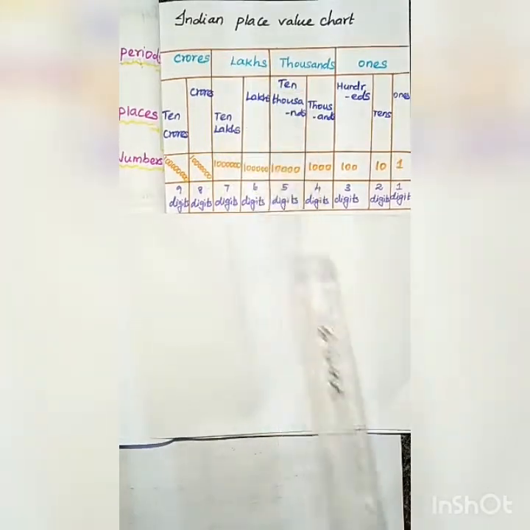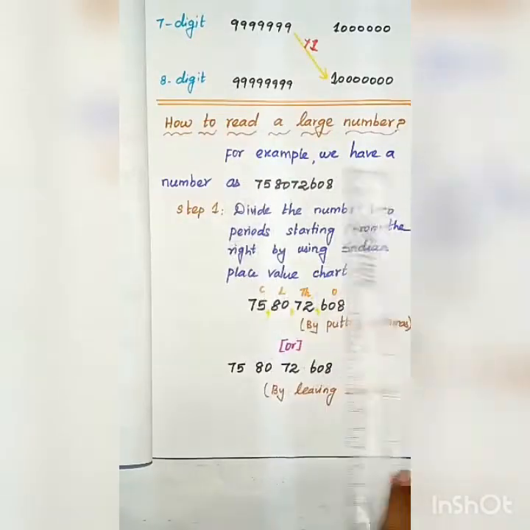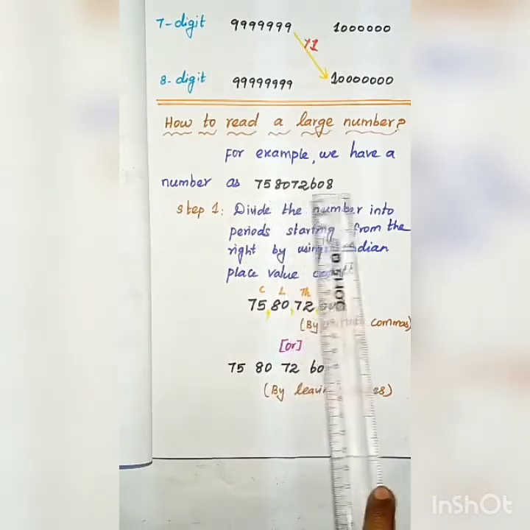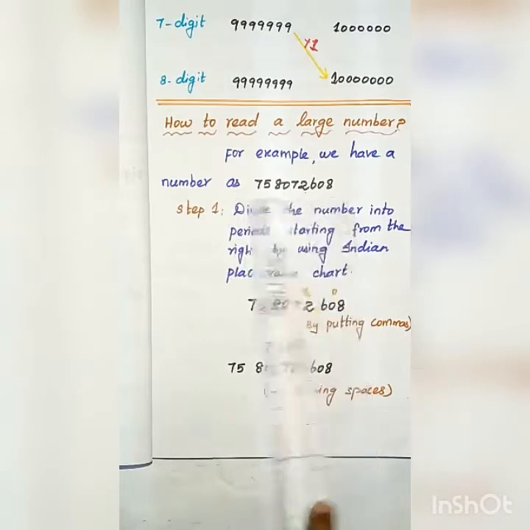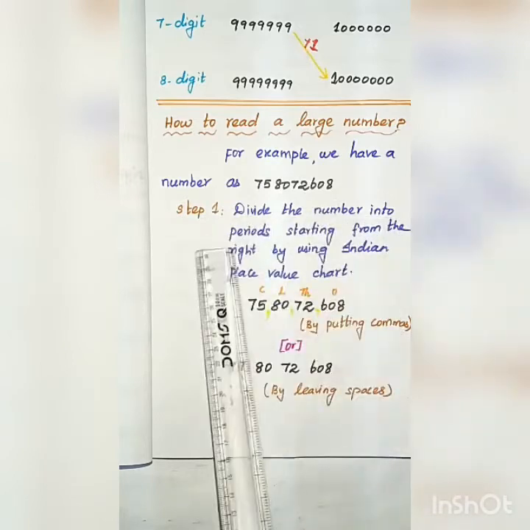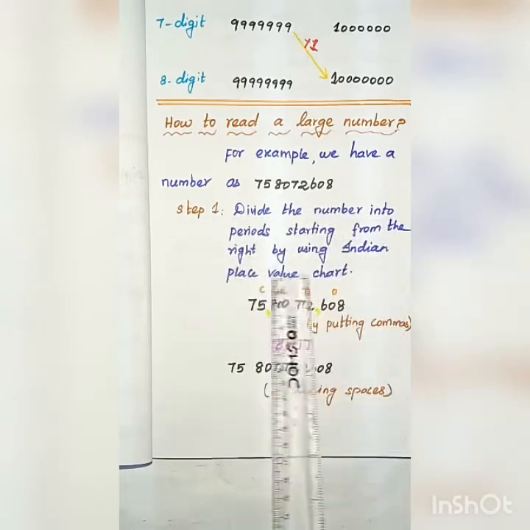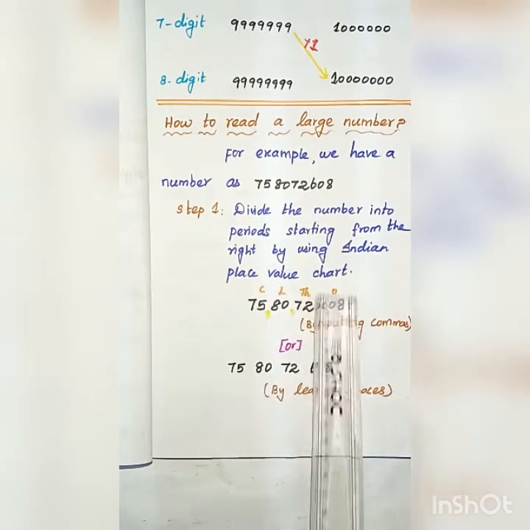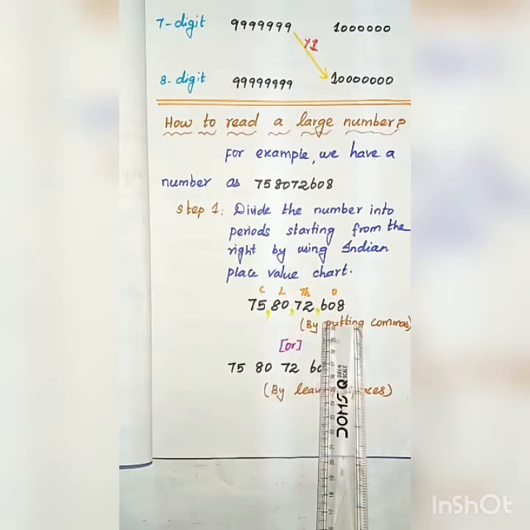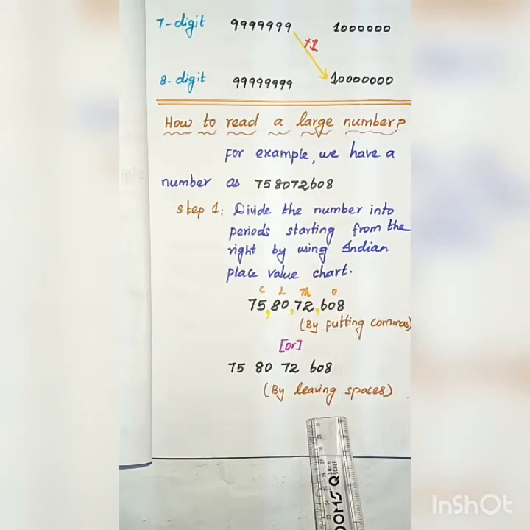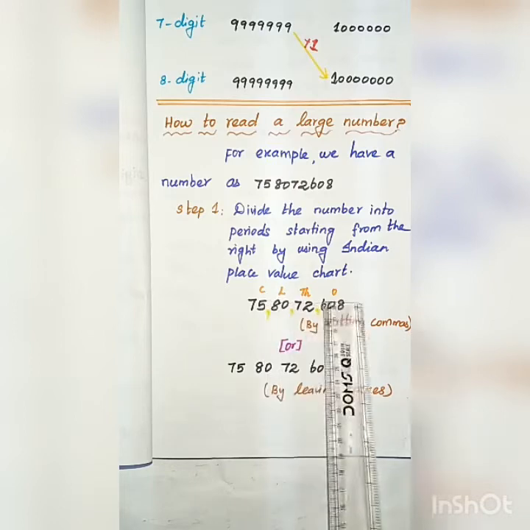Then only you can read or write the large number. For example, we have the number 75,80,72,608. Like this you have some numbers, and we want to read this number. So first step, divide the number into periods starting from the right by using the Indian place value chart. You know that in the Indian place value chart you have 4 periods. First write the number, then divide it by using commas or by leaving space according to the periods.